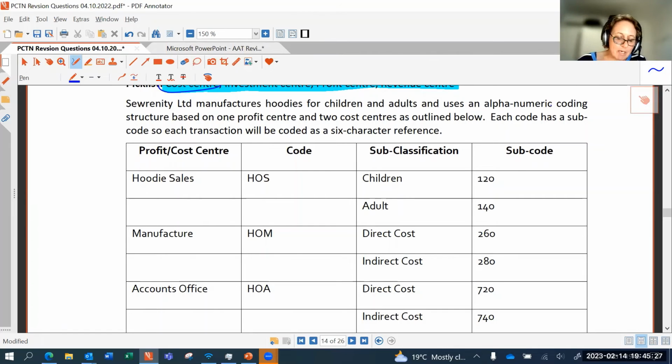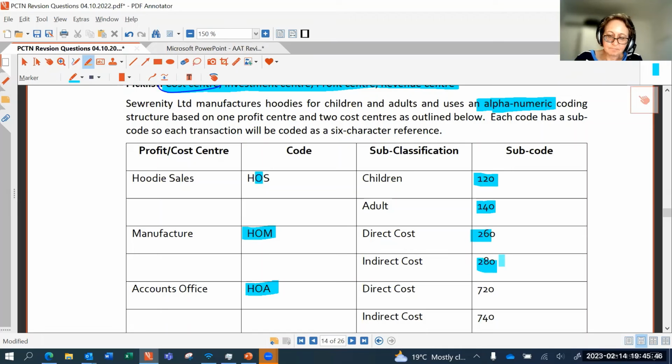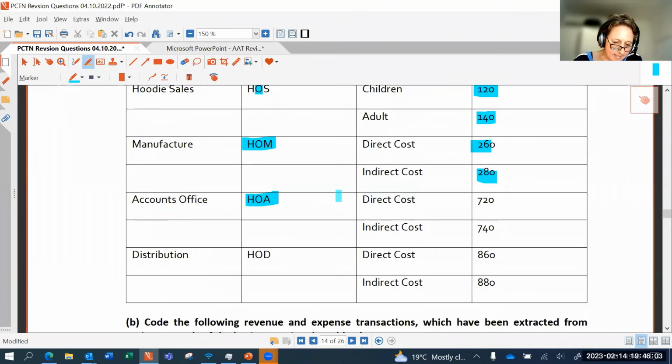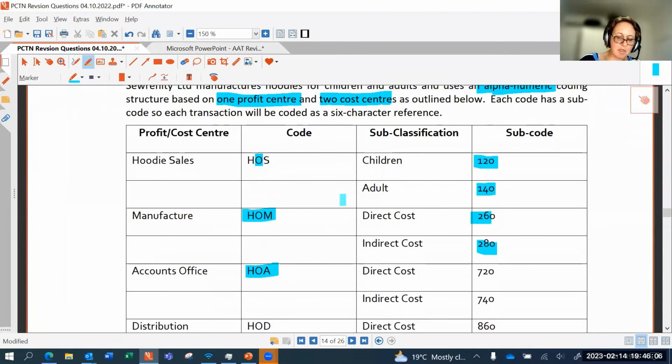They use an alphanumeric coding structure, which means that their code number is going to be some letters and numbers mixed together. So alphanumeric. We've got some alphabetical elements to the code here, and then we've got some numbers over here. And it's based on 1 profit centre and 2 cost centres. Oh, that doesn't look right, does it? It must be 1 profit centre and 3 cost centres. I can see 3 there. So I think we've got 3 cost centres actually.